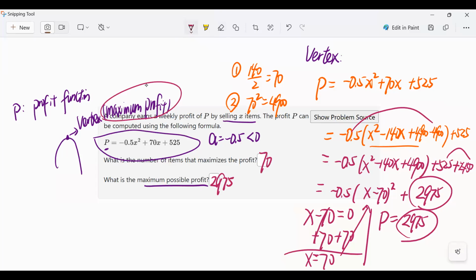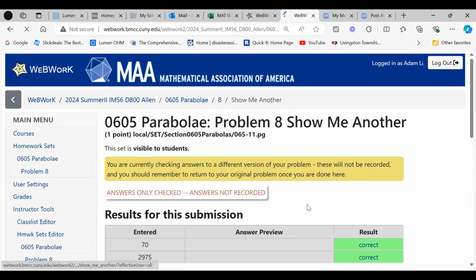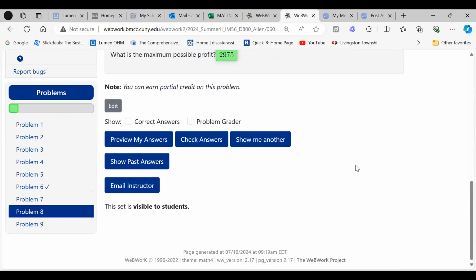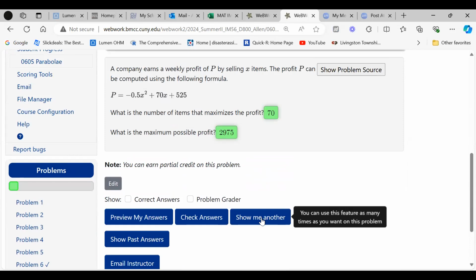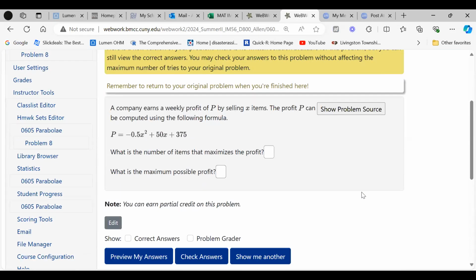Any question about this? Seventy, and maximum profit 2,975. Yeah, they look good. So I'll let you try one of these. You guys try this one.